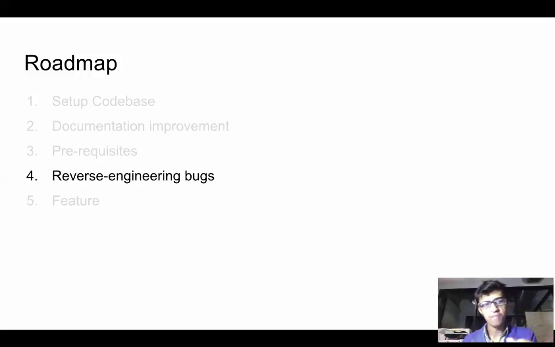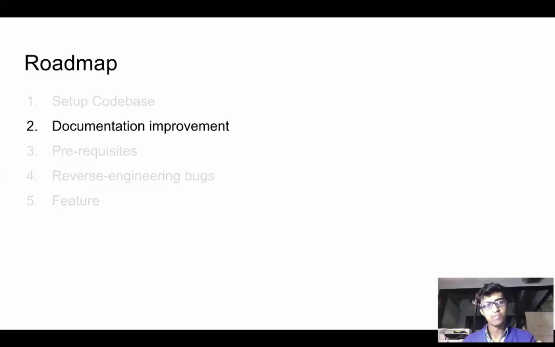Okay, there's one more step here. It's kind of captured in the reverse engineering bugs, but after you reverse engineer a few bugs on your own, then you can fix a bug. That'll be the next step. After that, you're ready to build a feature. So I'll give you modules for steps 1 through 4. Once you're ready for the feature, you can let me know, and I'll come in to help you find something.